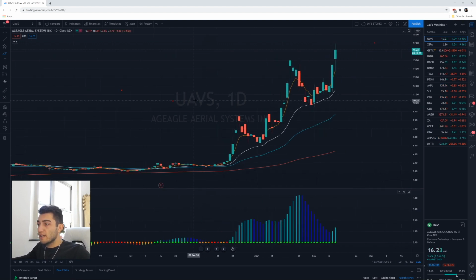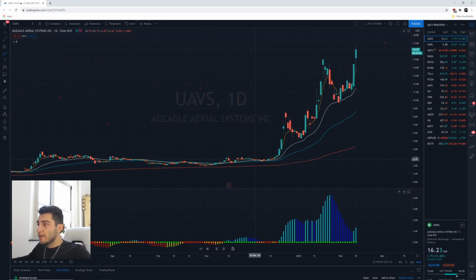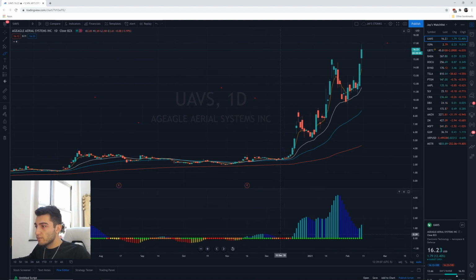UAVS, that's a stock I talked about on this channel, and guess what? Look, energy was being built up for a while down here. Then what happened? We got a green dot, price started to rip, and then we got a little pullback as these bars turned dark blue, right? And then guess what? Look right here. That's the 20 EMA. That's the pullback you're waiting for to get in, right?